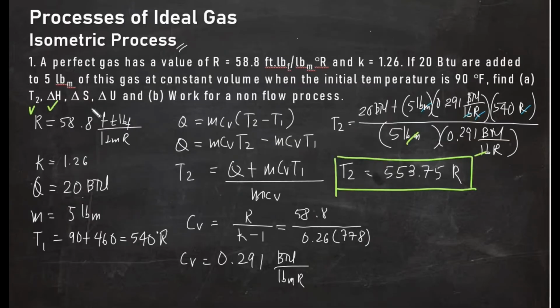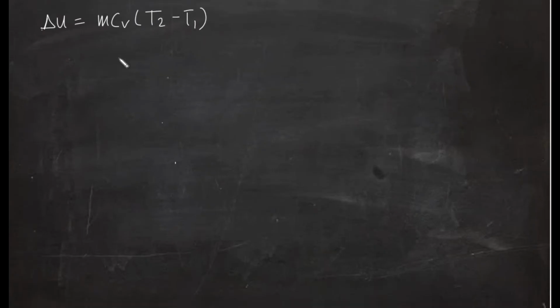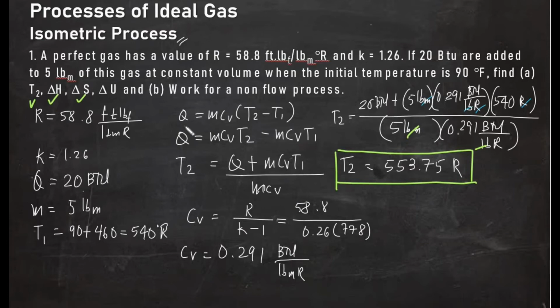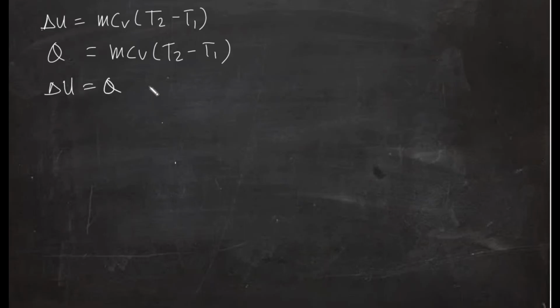Next, let's check delta S, delta U. The formula for delta U is always m c v delta T, whatever the process. Delta U is equal to m c sub v delta T, T2 minus T1. But if you are observing, in the first part of the discussion, I used the formula Q is equal to m c v delta T. So I don't actually need to solve for delta U, because from these two formulas, I can already conclude that delta U is equal to Q, and since Q is equal to 20 BTU, therefore my delta U is equal to 20 BTU.